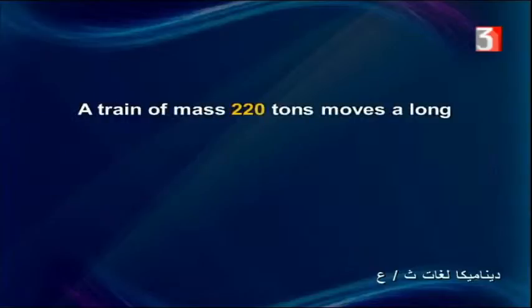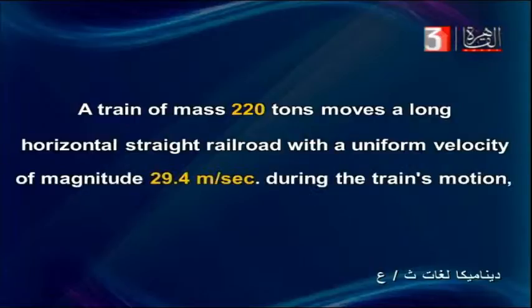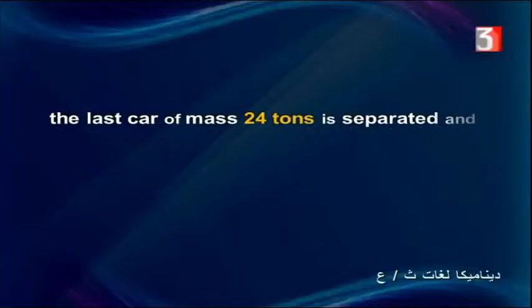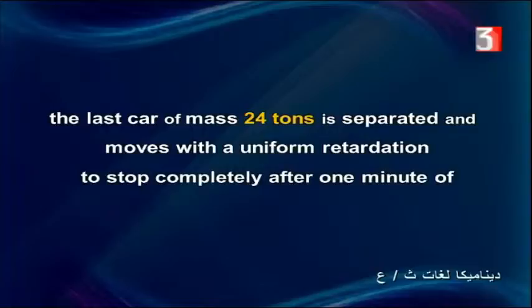A train of mass 220 tons moves along a horizontal straight railroad with a uniform velocity of magnitude 29.4 meters per second. During the train's motion, the last car of mass 24 tons is separated and moves with a uniform retardation to stop completely after 1 minute of the separation moment.